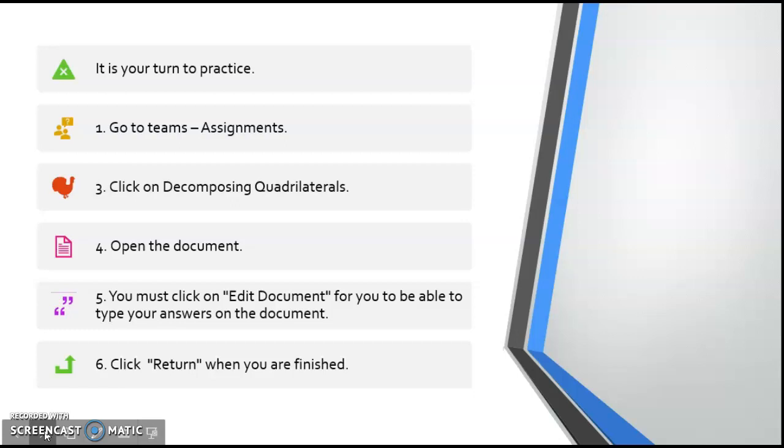So, it's Teams, Assignments. Click on Decomposing Quadrilaterals. Open that document up. You have to click on Edit Document before you can begin typing your answers in the document. And then just click Return when you're finished. All right, boys and girls, get to work. Tomorrow we're going to do some tougher ones.